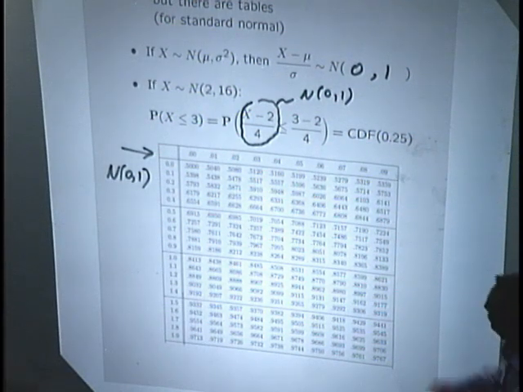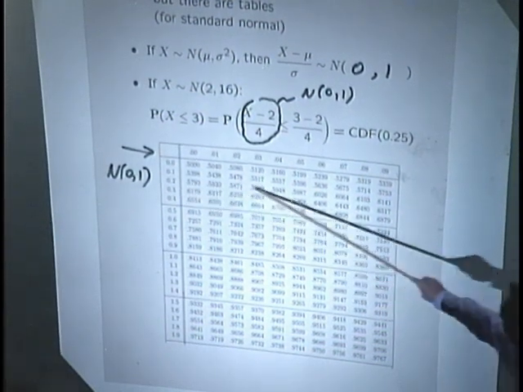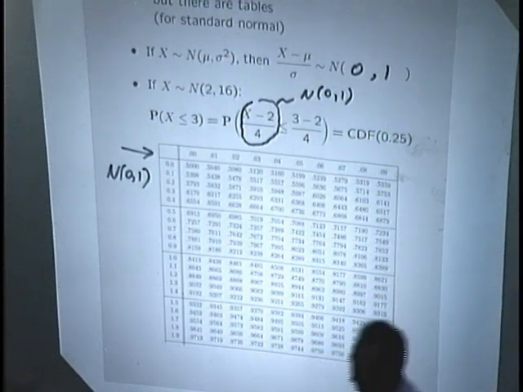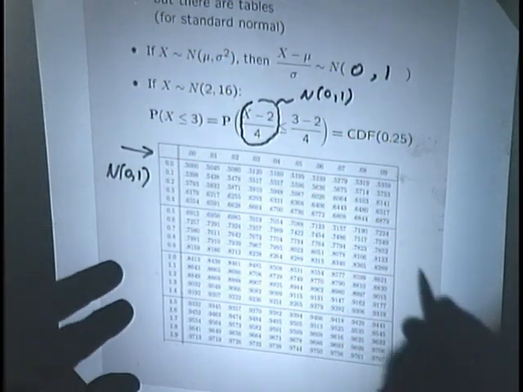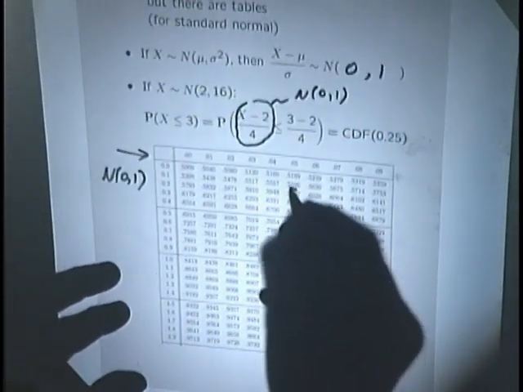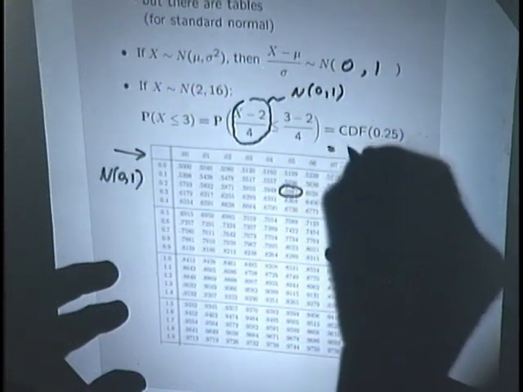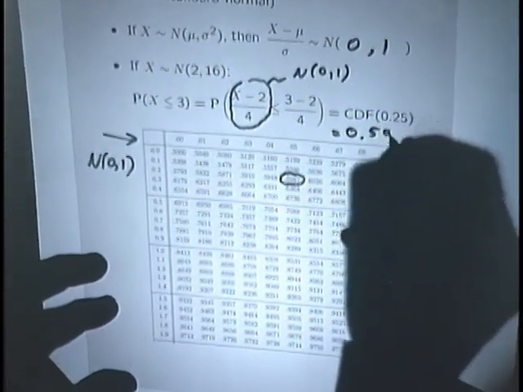Where is that going to be? 0.2, 0.25, it's here. So the answer is 0.987.